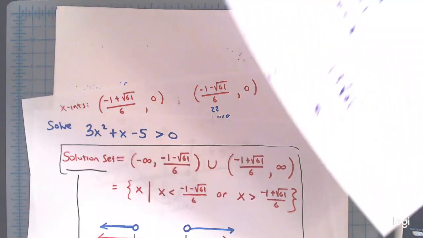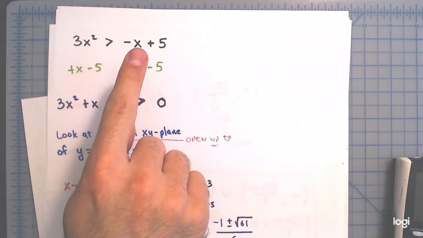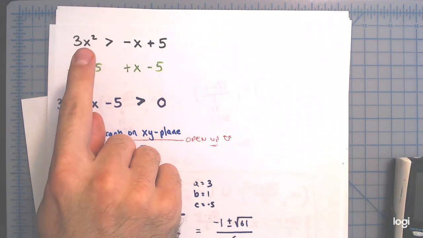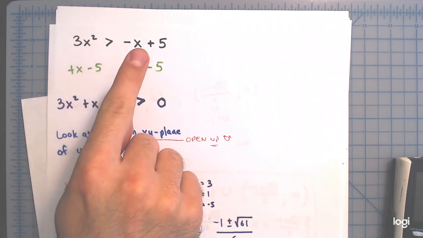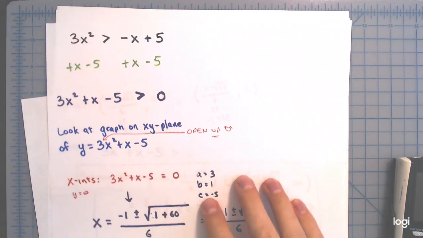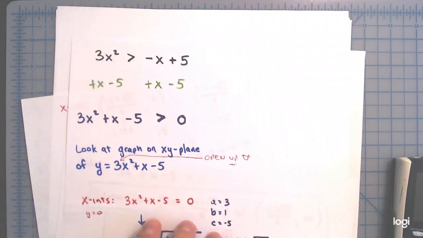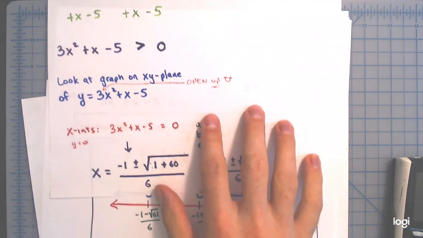Here's the original inequality. Let's plug in negative 2 for x. This side would be 12, because negative 2 squared is 4. 4 times 3 is 12. And this side would be 7. Is 12 greater than 7? Yeah, that works. So any number less than that, plug it in to the original inequality. See if it works. It should.